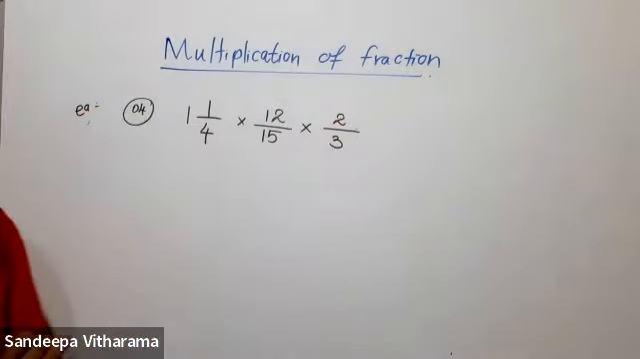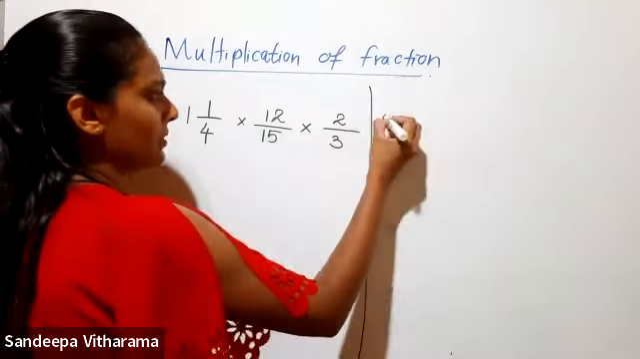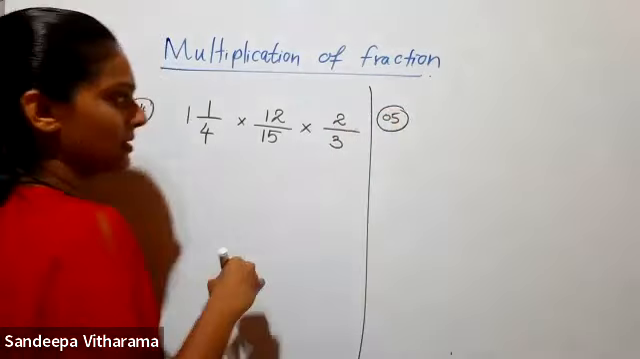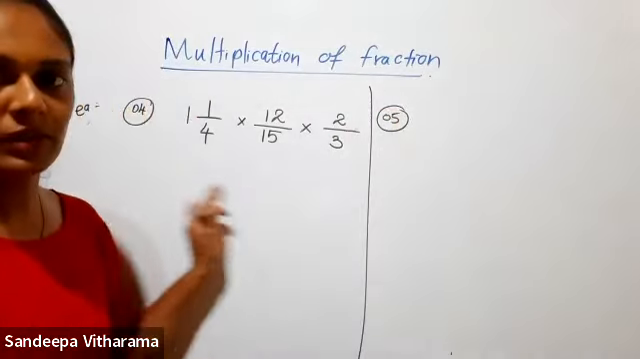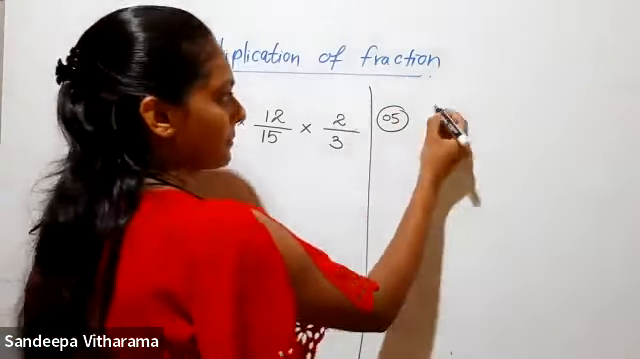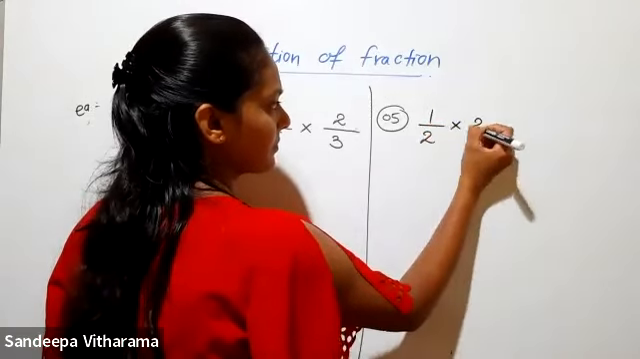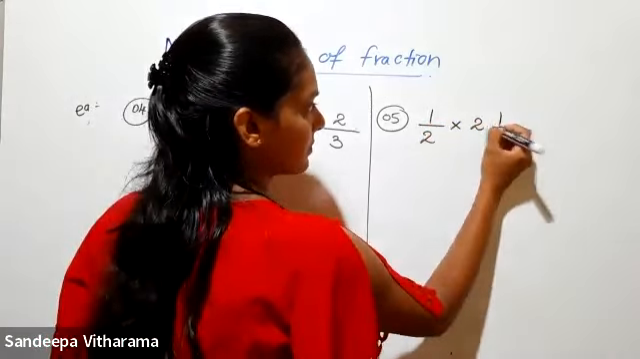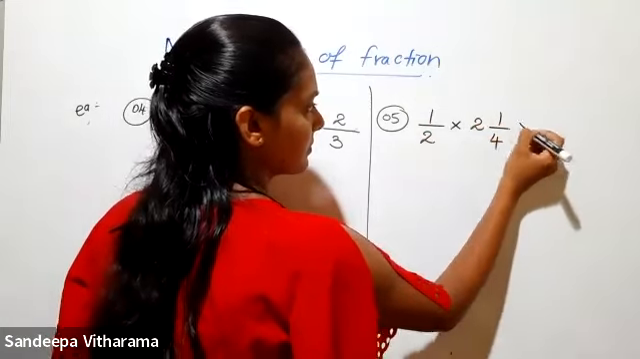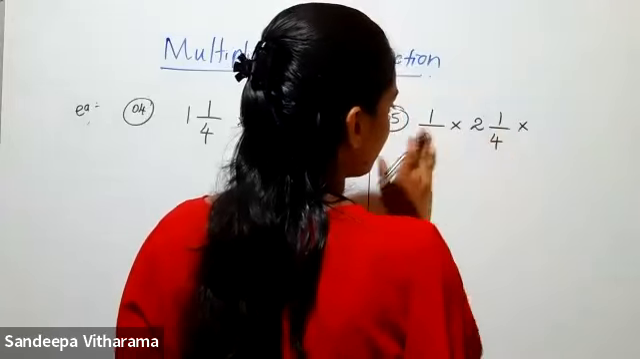Okay, try to do this one. First of all, what do we do? Converting mixed number into improper fraction. Very good. Converting mixed number into improper fraction.